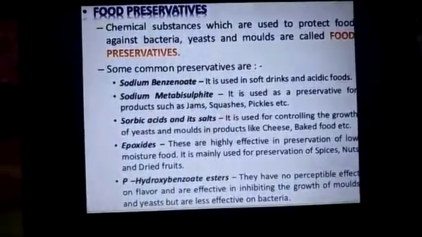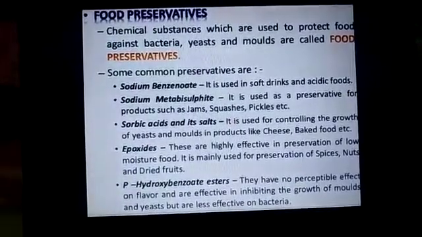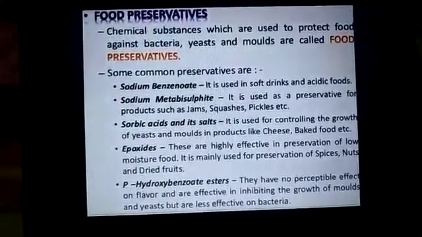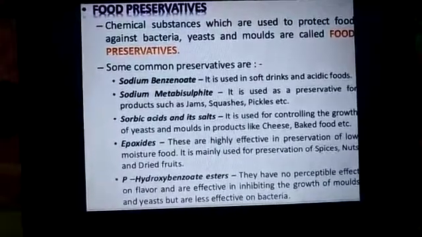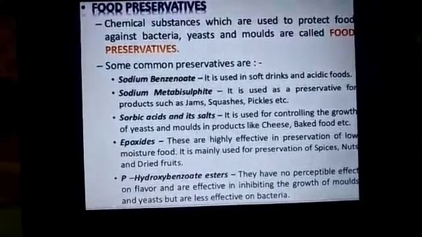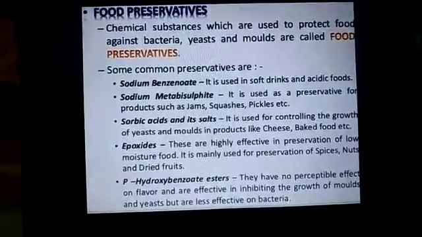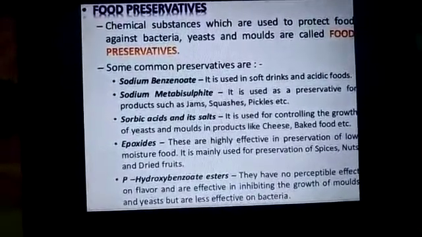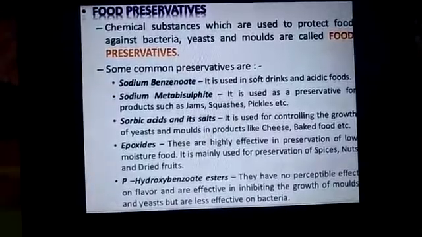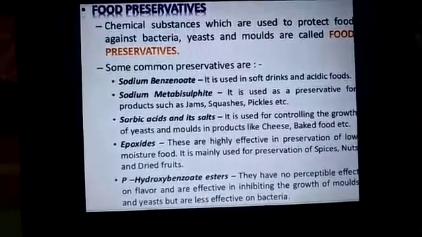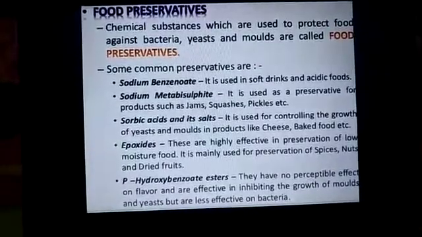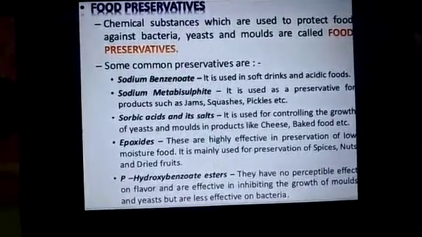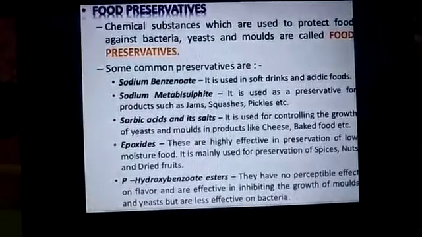Food preservatives. The chemical substances which are used to protect the food against bacteria, yeast, and molds are called food preservatives. The most common preservatives are sodium benzoate, sodium metabisulfite, sorbic acid and its salt, and epoxides. Para-hydroxy benzoate esters are the common examples of the food preservatives.